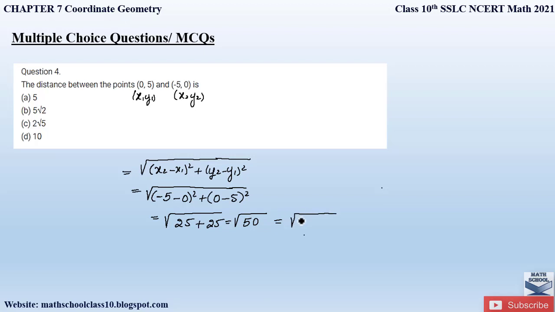So 50 can also be written as 25 into 2, where 25 is nothing but 5 square into 2. So here squaring of this number 5 is done. This comes out of the square root. This will be 5 root 2. So our correct option is option B. So don't go wrong in simplification. Always cross check once after you find out the result.